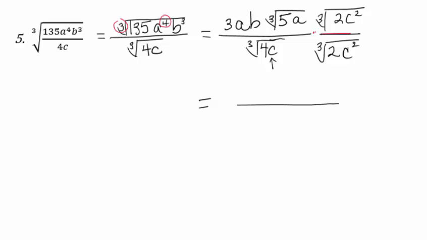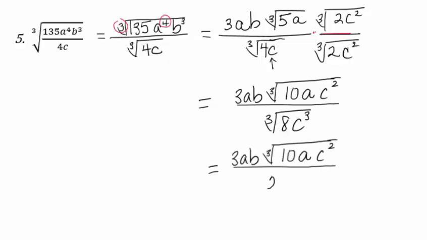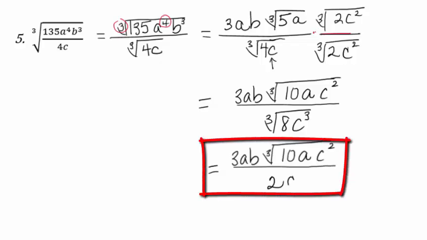Multiplying those numerators together, we get 3 times a times b, or 3ab, times the cube root of 5 times 2, or 10, a c squared, divided by the cube root of 8c cubed. And finally, the cube root of 8 is 2, and the cube root of c cubed is c.